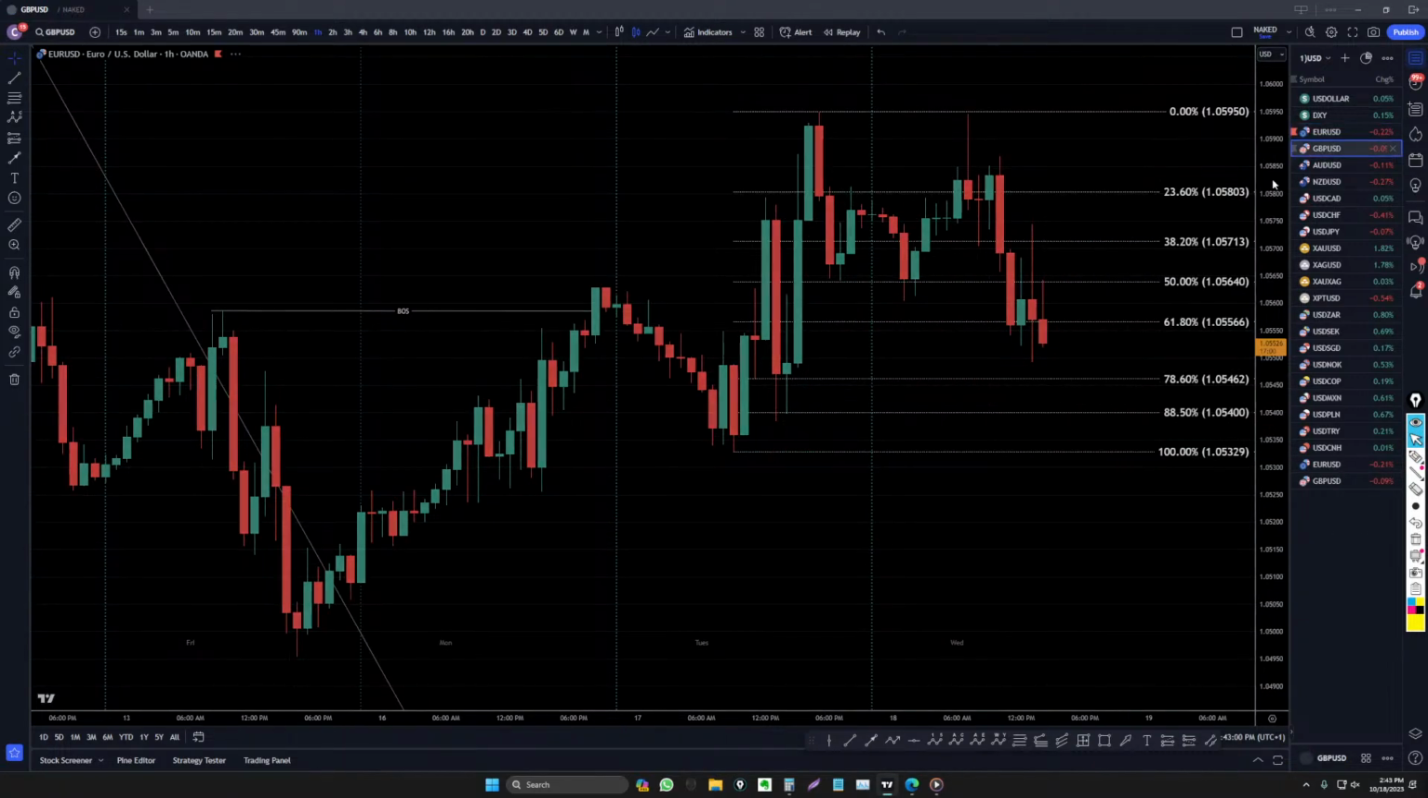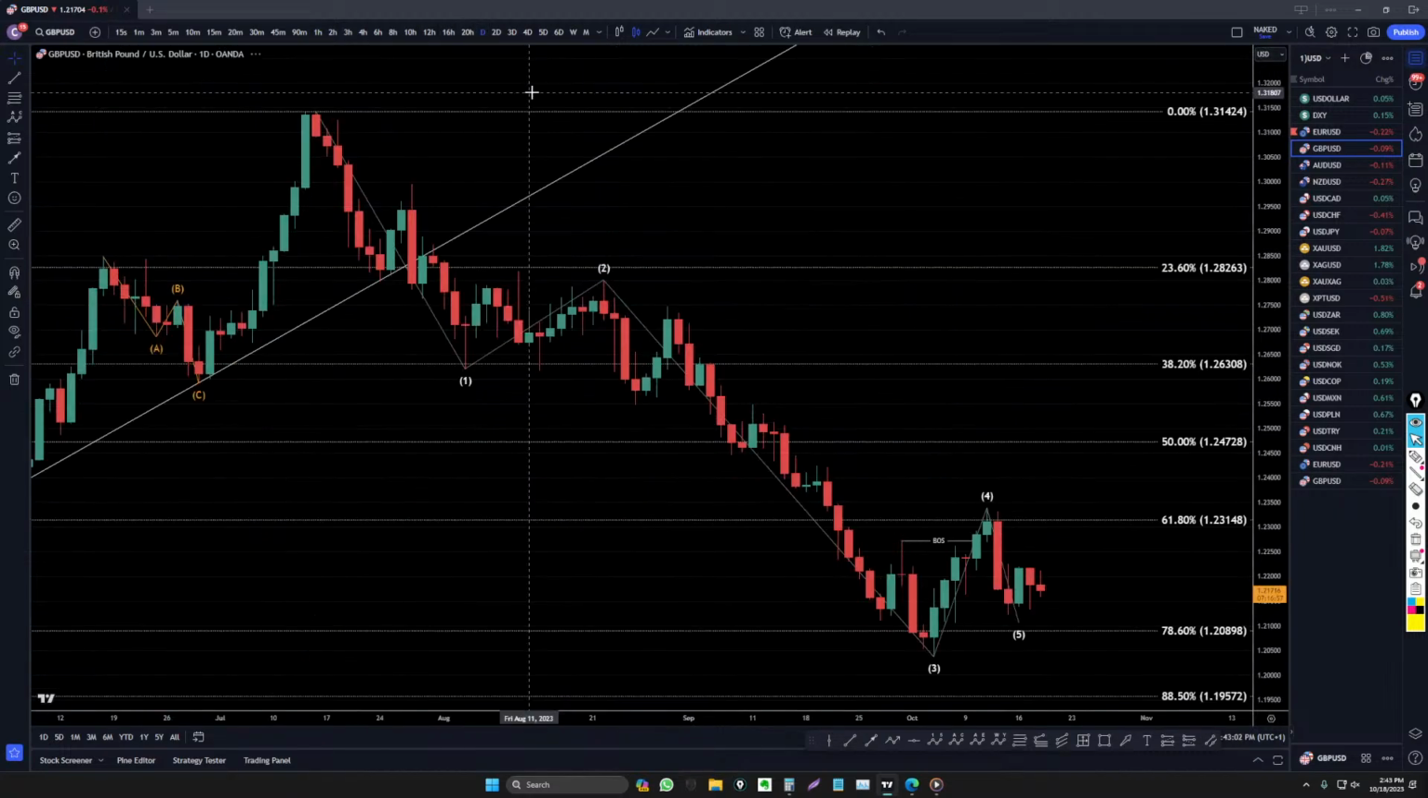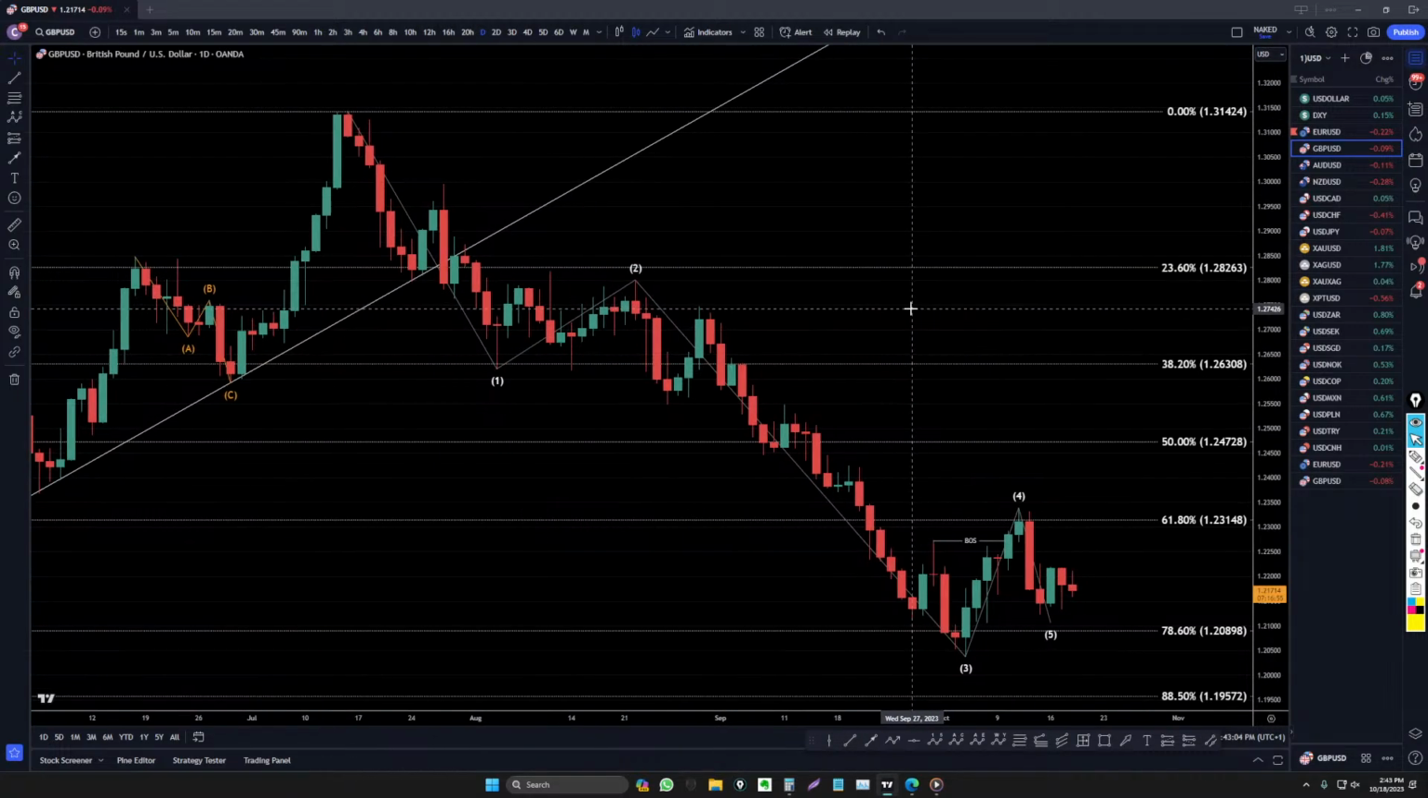So let's go look at the pound dollar. Head back up to the daily. So the pound dollar has a very, very similar looking pattern. We have a nice impulsive move up. We have a break of structure. It's pretty much the first real break of structure we've had since this move down, which has probably lasted almost 2 months now.